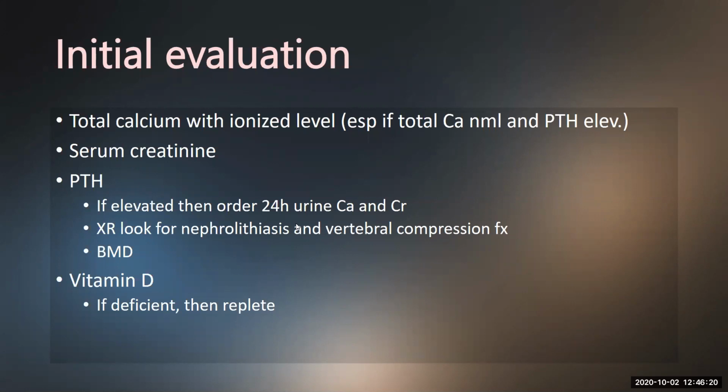Just like we don't always do 24-hour albumin or protein creatinine levels, you can do a spot level as well. And then you can get a BMD, or bone mineral density, just to make sure there's no evidence of osteoporosis, because if someone has osteoporosis, then clearly you're going to be a little more aggressive. And if they have vitamin D deficiency, then go ahead and replete it.